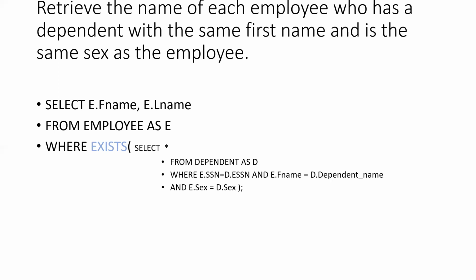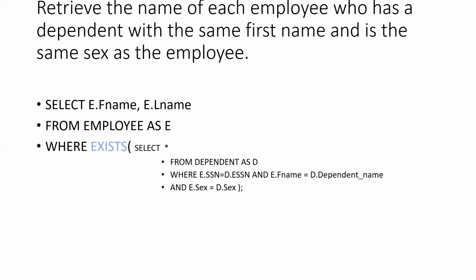We select all the dependent tuples in which their names are equal to their employees' names and their sex is equal to the employee's sex. Such kinds of dependent tuples are selected. And if any tuples are present in this nested or inner query, this EXISTS function returns true. That means those employees are selected and their names are retrieved.